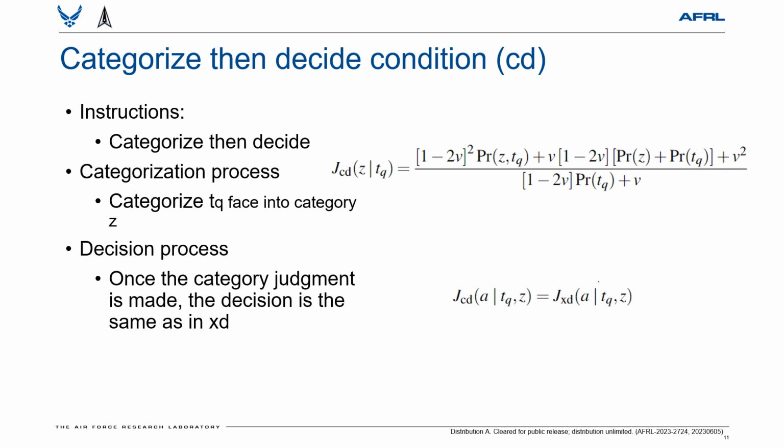In the CD condition, participants first categorize the phase as good or bad. Next, they decide whether to attack or withdraw. The top equation on the right shows the probability of assigning phase TQ to category Z. The probability of attacking given phase TQ and category Z is equal to the same expression for the XB condition. This implies that the model treats the category the same regardless of whether it is given by the experimenter or judge. This important constraint will be discussed shortly.